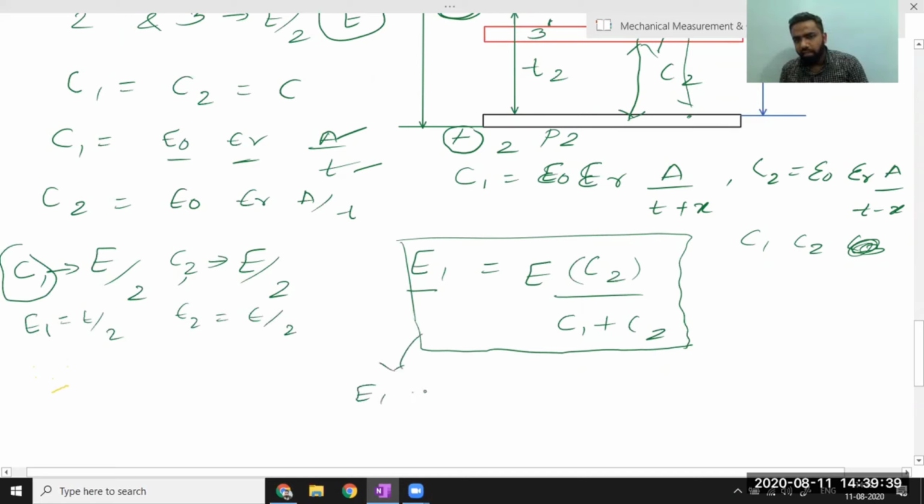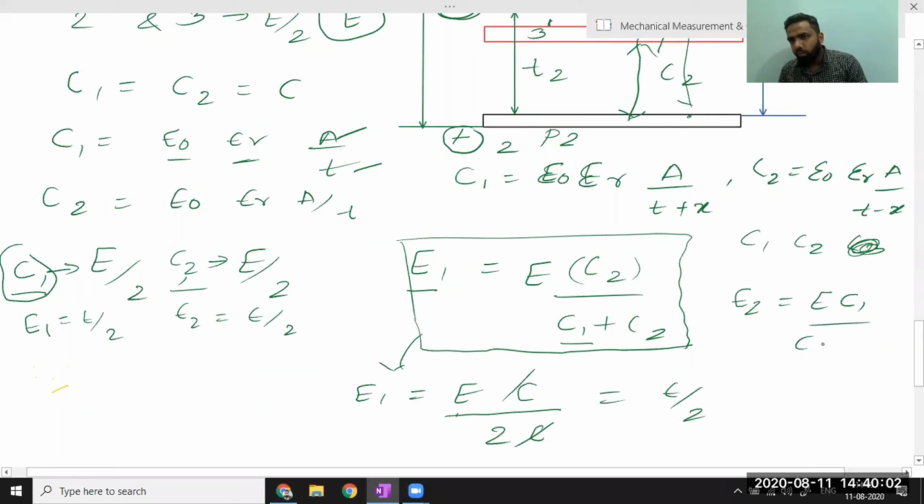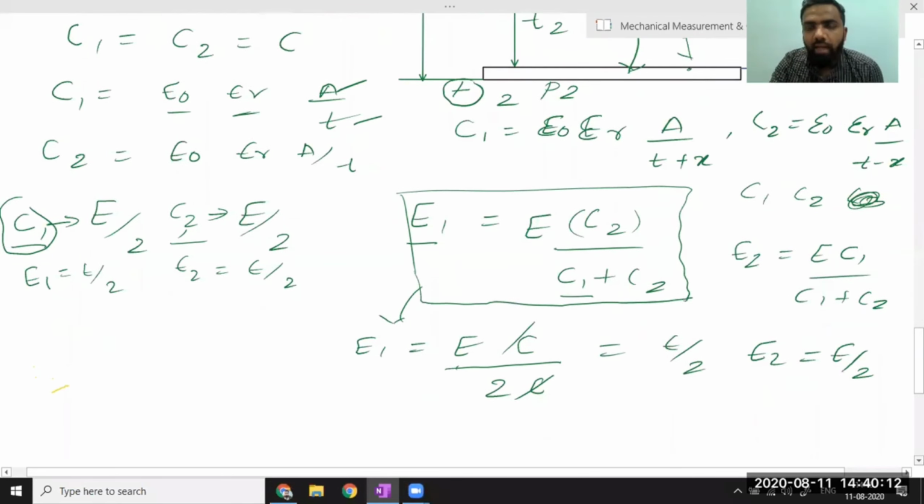Just look at this formula. E1 will be equal to E. Now you know that let C2 be equal to C, since when C1 was equal to C2. And C1 plus C2 will be equal to C plus C, which is 2C. So you can cancel C. What you're getting is E by 2. Similarly, if you want to write it for E2, you will write E, and since it is E2, you will write here C1 upon C1 plus C2. Now again try to verify. What you'll get is E2 will also be equal to E by 2. I hope you're getting.